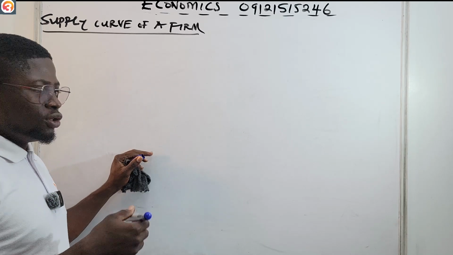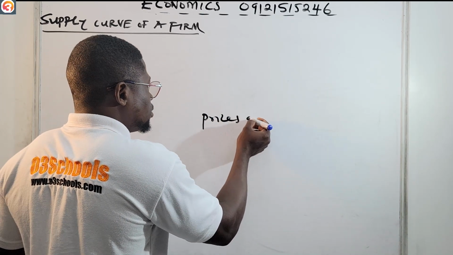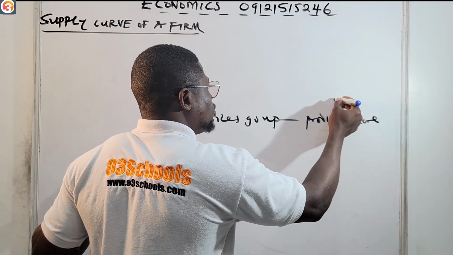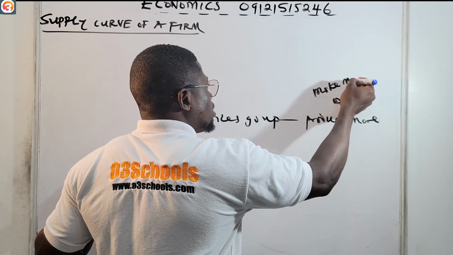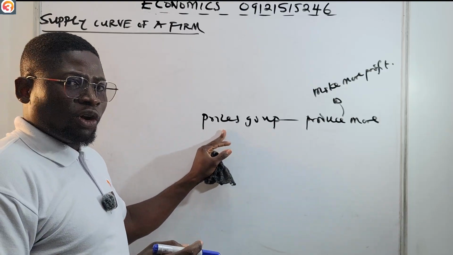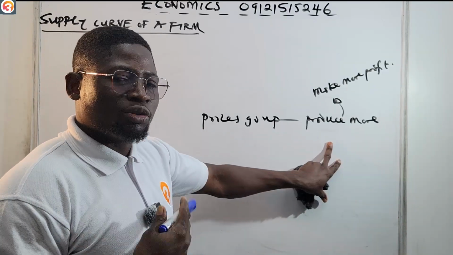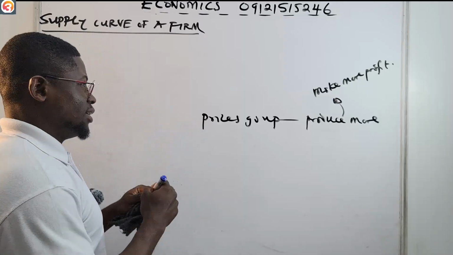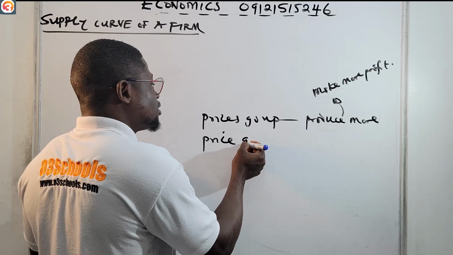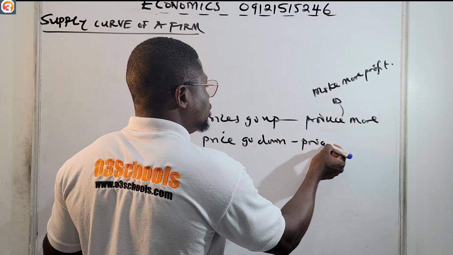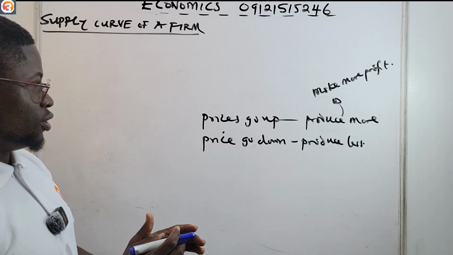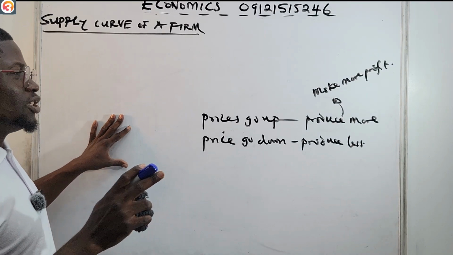For example, if prices go up, the firm will produce more. Isn't it common sense? Because he wants to make more profit. So if the price of a commodity goes up, the firm will produce more so that they can make more profit. Now, if the price goes down, just like the common sense of the law of demand, they produce less so that they will not fall into loss. So that's basically what the supply curve is.